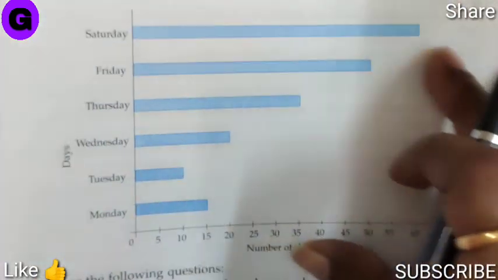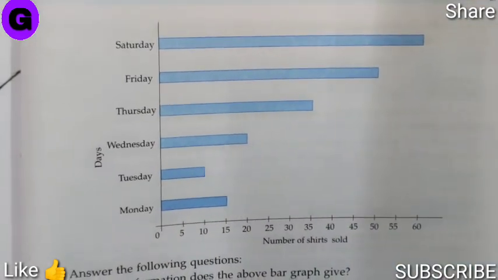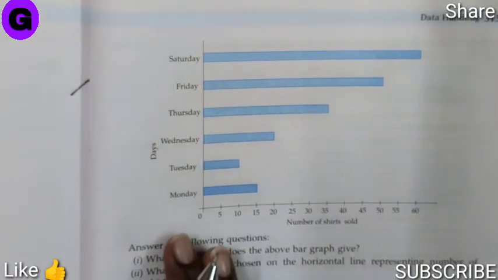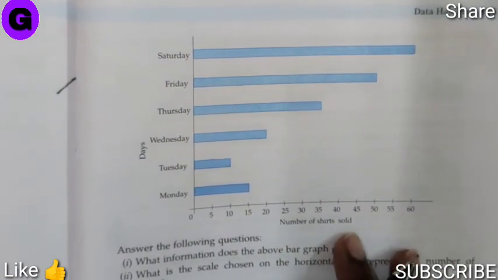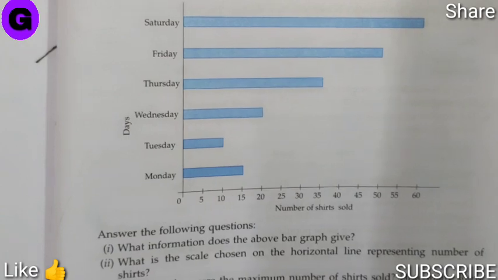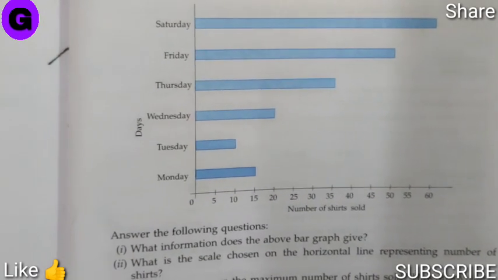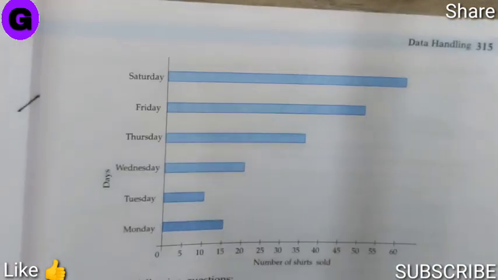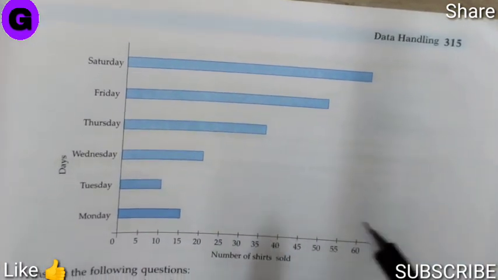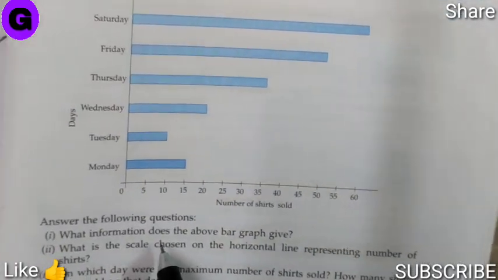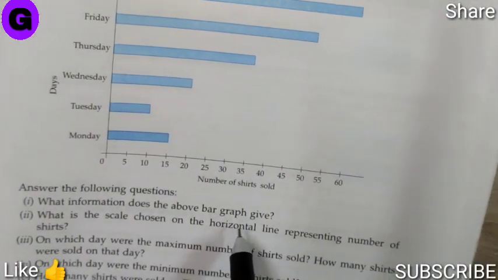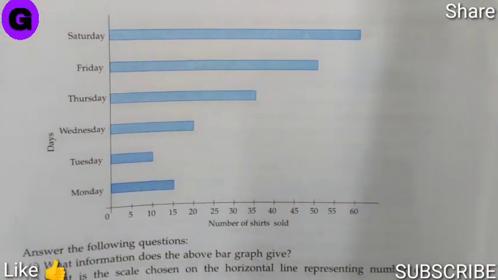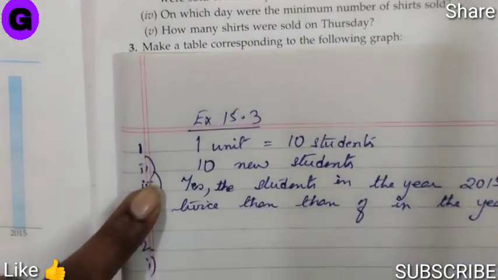Now question number 2. Again another bar graph has been given in the book where one side of the axis we have the days of the week and the other side we have the number of shirts sold. So observe the bar graph given below which is showing the sale of shirts in the ready-made garment shop from Monday to Saturday. So now what information does the above bar graph give? So the information the above bar graph is giving is the sale of the shirt.